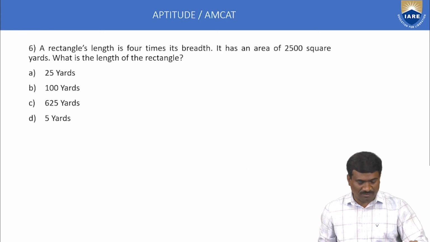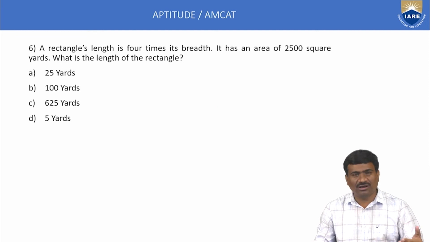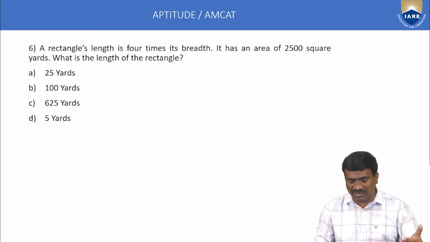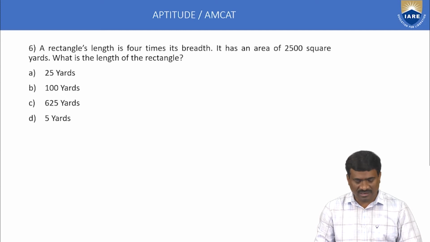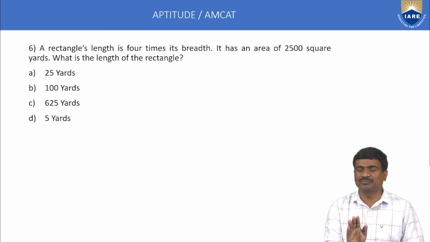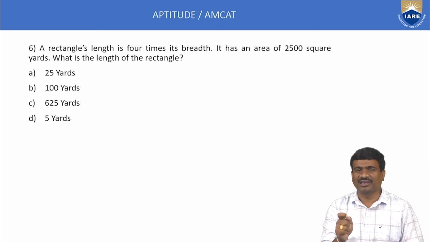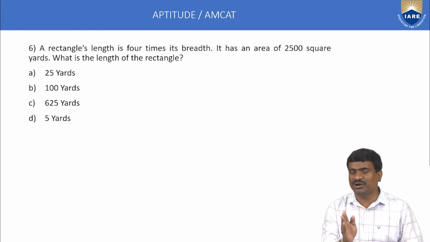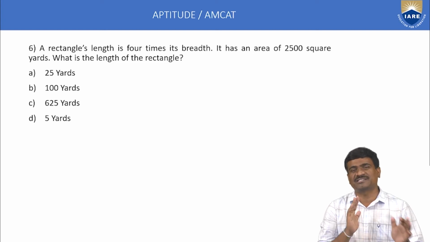Next, example number 6. The area and perimeter concept. A rectangle's length is 4 times its breadth. It has an area of 2500 square yards. What is the length of the rectangle? Options: A 25 yards, B 100, C 625, D 5. Area and perimeter belong to the chapter named mensuration. There are two subtopics in mensuration. Number 1, area and perimeter, which is the 2D figures concept, and second, volume and surface area, which is the 3D figures concept.